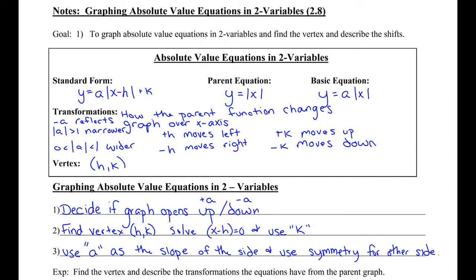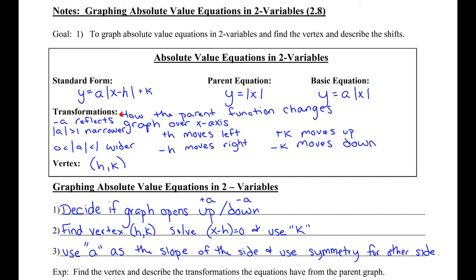Today's notes are on graphing absolute value equations in two variables. The first thing you need to know is the standard form of an absolute value equation. That is y is equal to a times the absolute value of x minus h plus k. The parent function of this is just y is equal to the absolute value of x. And the basic equation adds an a in front of the absolute value symbol.